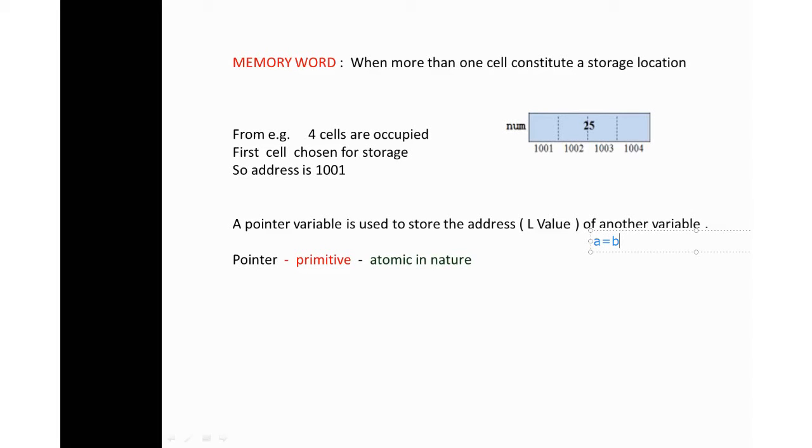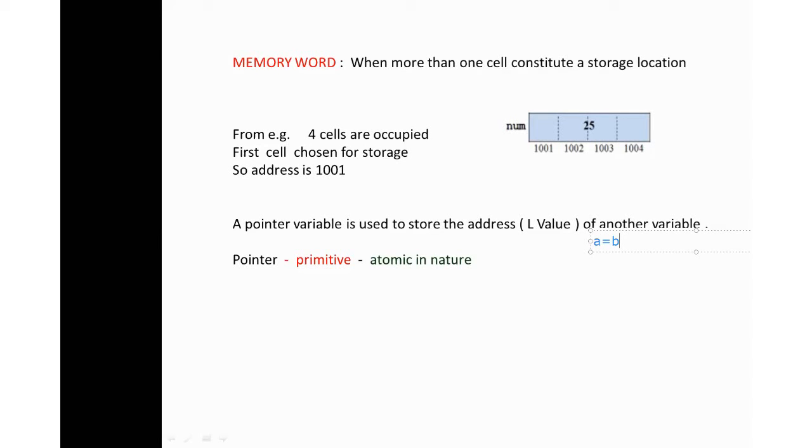Could you recollect writing statements like this? Which means the value stored in B, that is, the content stored in B, is assigned to A. Now, the next step of your programming, what you are going to learn, is that the address of one variable you are going to store in another variable.